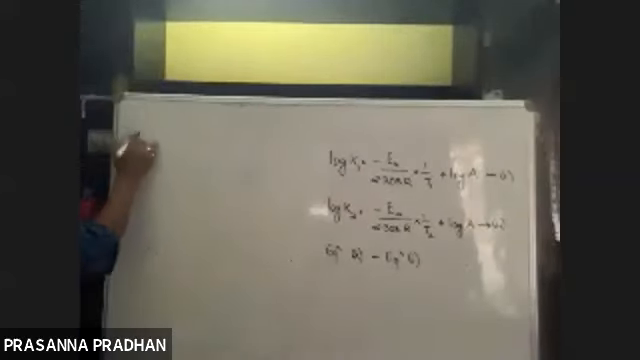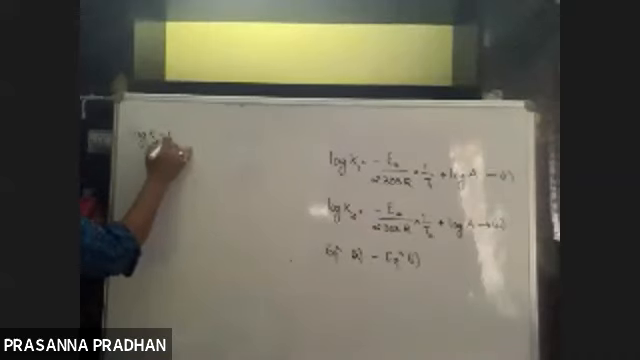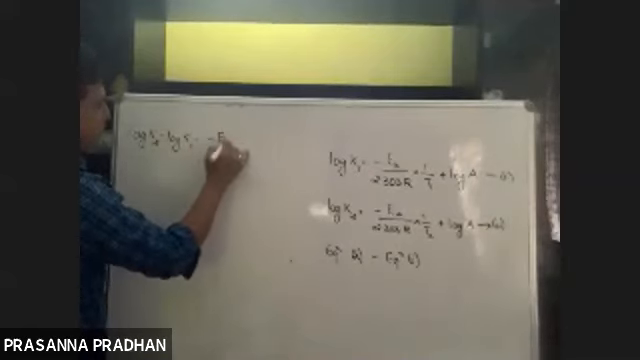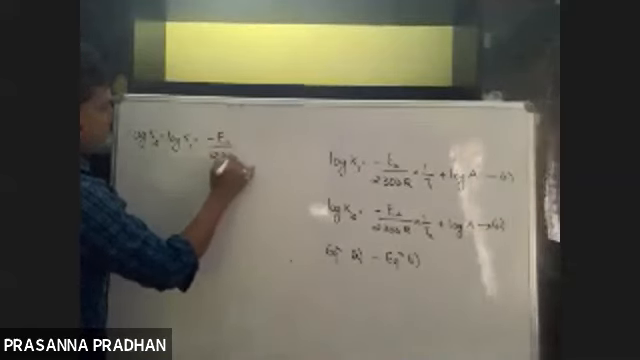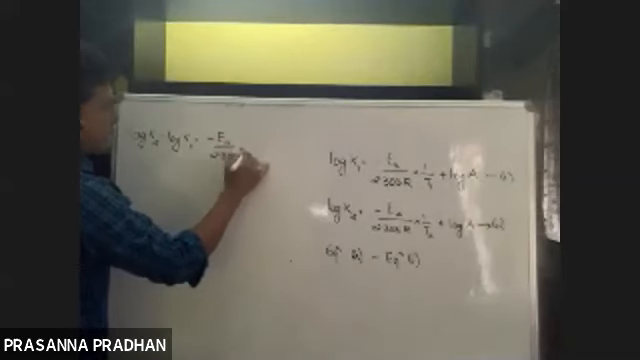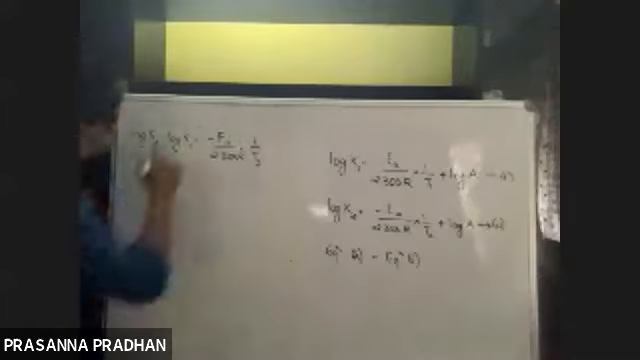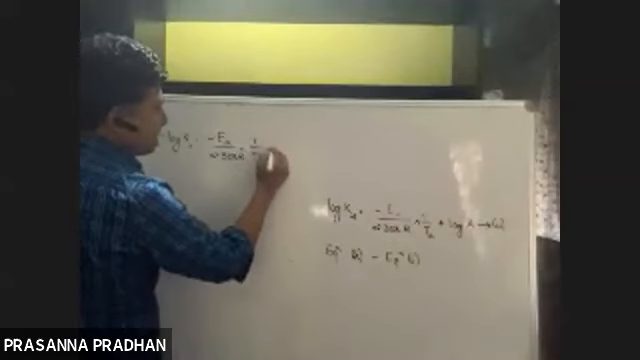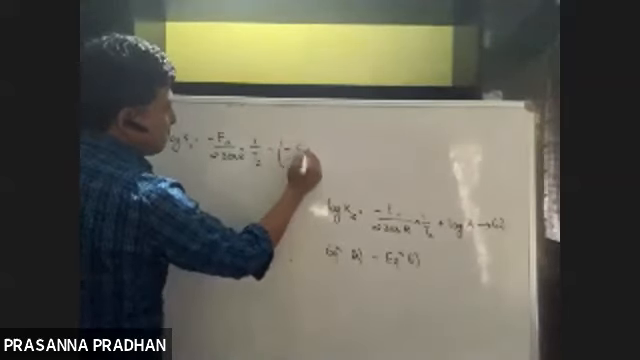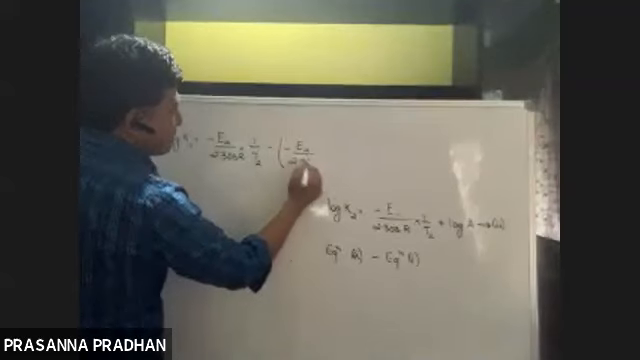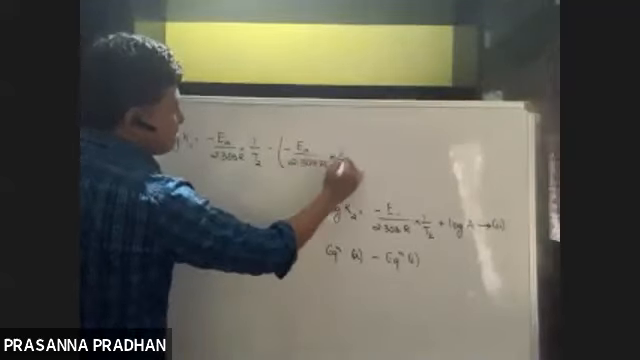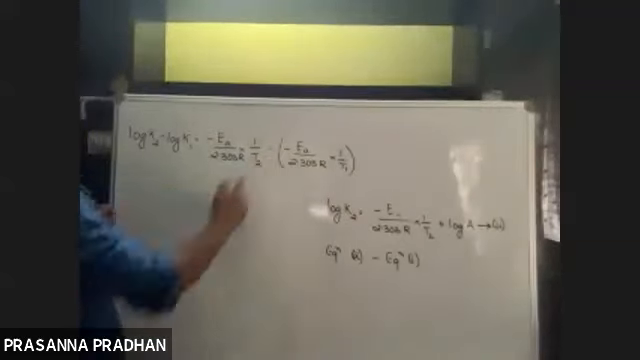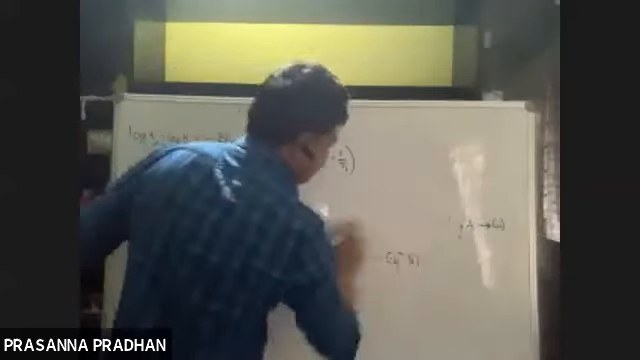So it will be log k2 minus log k1 is equal to minus Ea by 2.303 R into 1 by T2, minus of minus Ea by 2.303 R into 1 by T1. Remember we have a minus sign out there.